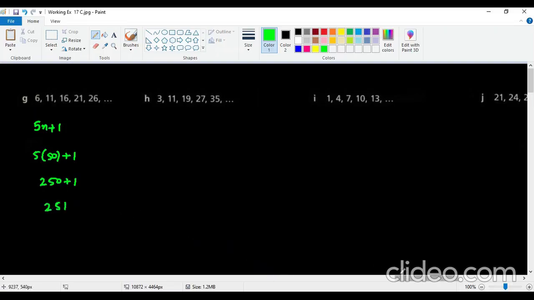Moving on to the next, the difference between these numbers is 8. So 8n. What should we do to 8 to make it a 3? Subtracting 5 will make it a 3. This is the term rule, and 8 times 50 minus 5 is going to give us 400 minus 5, so 395 is going to be the 50th term of this sequence.